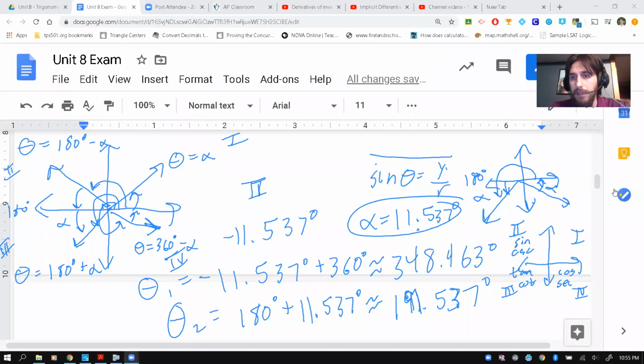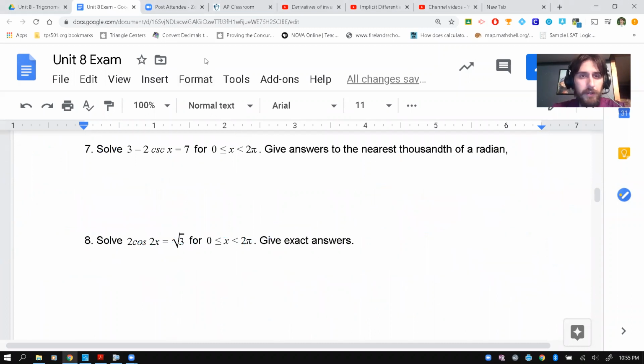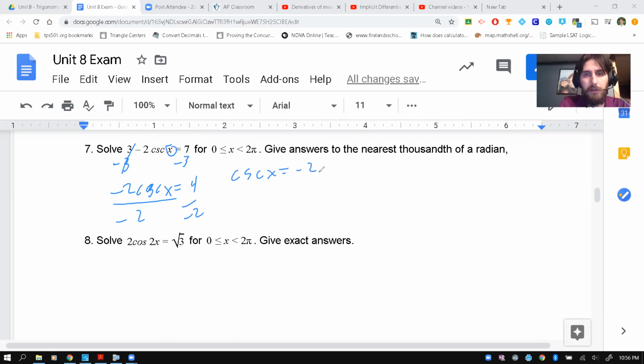Okay. Now let's move on to number 7. For number 7, we are told to solve this again, so that means to get x by itself. In order to get x by itself, it's the same steps as before with one extra. I also need to get rid of this 3. But that's easy. To get rid of the 3, instead of a positive 3 here, I would subtract 3. That'll make that 0, which eliminates it. So that'll give us 4. I'll divide both sides by -2. That'll give us -2. And then I need to take the cosecant inverse of -2.